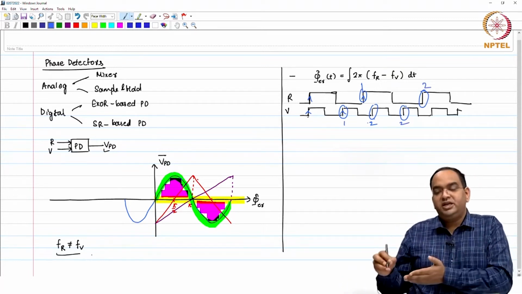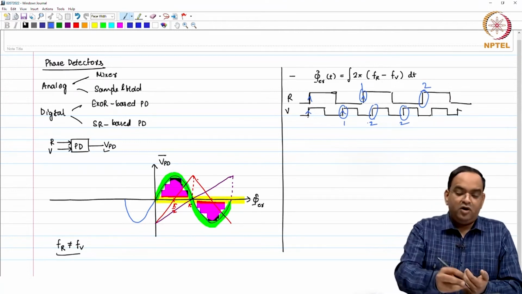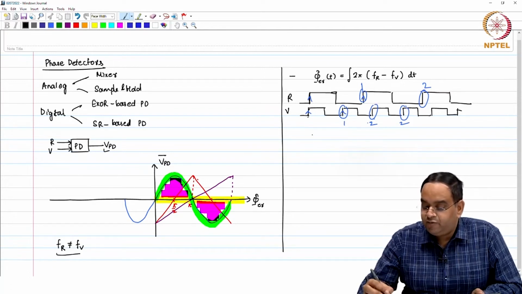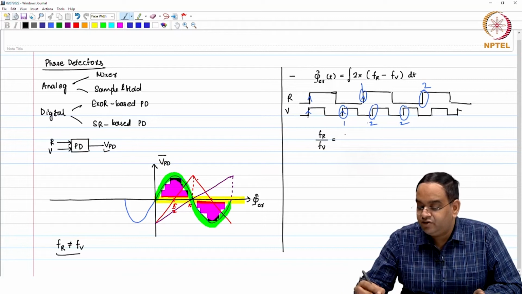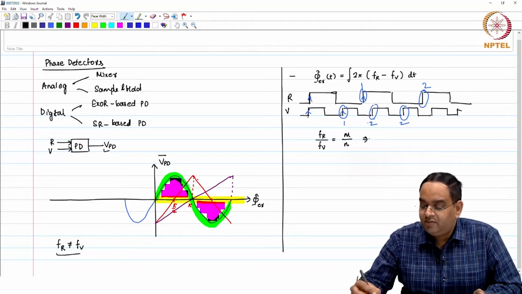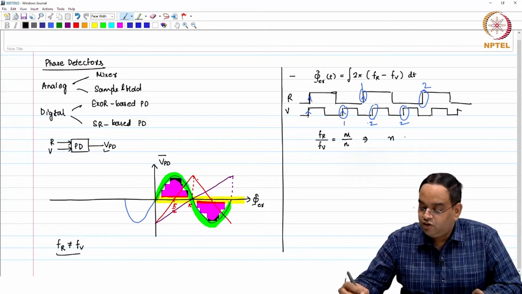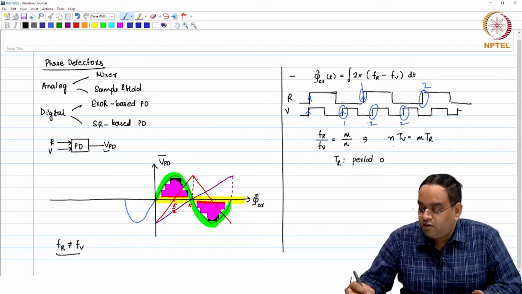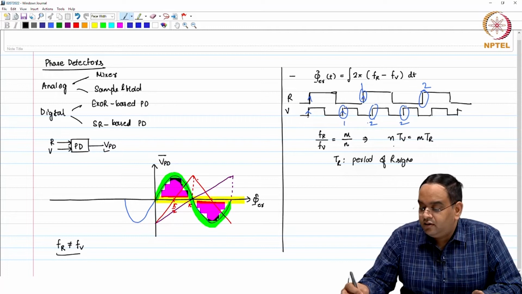So, this error will keep on increasing, and depending on the frequencies, what you will see is, for example, if FR and FV are different frequencies, then whatever ratio they have, FR over FV, just for example I am writing that ratio as M over N. It implies that N times TV is equal to M times TR, where TR and TV are the clock periods for the R and V signals, the period of the R signal and the period of the V signal.